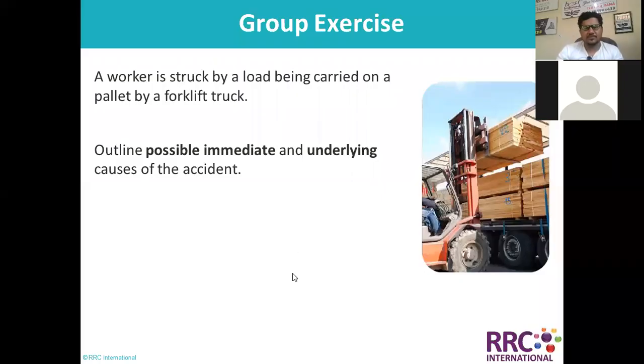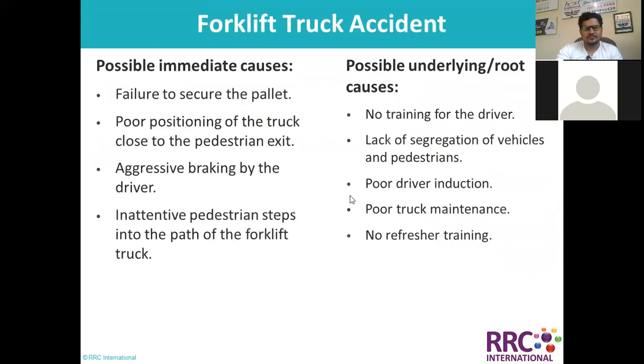Why and how are important, because possible immediate causes would be within unsafe acts or unsafe conditions. But the key part of investigation is the underlying causes of an accident, and here the 5 W's, especially the why and how, will help you. Don't leave that why until you have all the possible underlying causes which you need to report. See the possible immediate causes: failure to secure the pallet, maybe the center of gravity is not right, maybe poor positioning of the truck close to the pedestrian exit, aggressive braking by the driver.